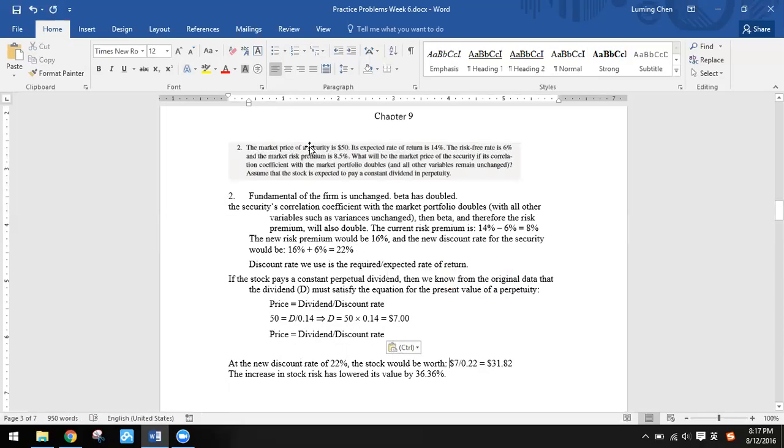And the current market price is 50. Now it should be 31. So the increase in stock risk, which is beta, has doubled, has lowered its value by 36%. It's 50 minus 31.82 over 50.